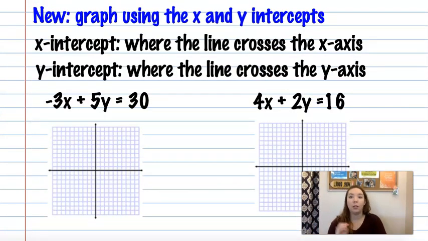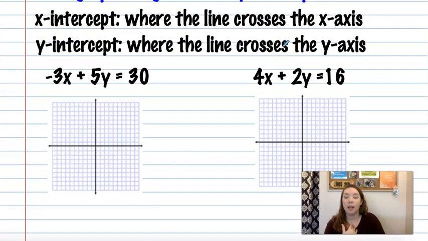This is the new part, graphing using the x and y intercepts. So this is handy when it's written in standard form. Now, equations are not always written in standard form, but if they are written in standard form, then this is an easier method to get your line. So first, let's talk about x-intercept is where the line crosses the x-axis. It's where it touches the x-axis. Y-intercept is where the line crosses the y-axis, where it touches the y.